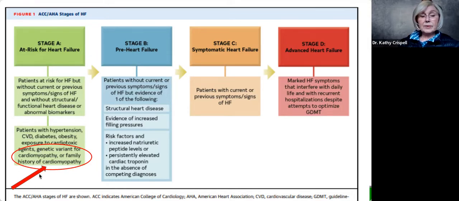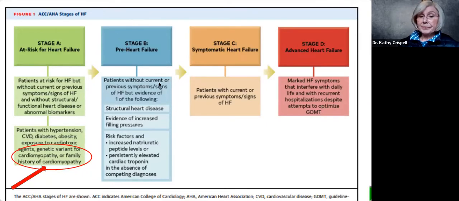I've circled here something that's, I think, very relevant to much of our audience: if you have a known genetic mutation for a dilated cardiomyopathy, that puts you at risk. You may not have dilated cardiomyopathy at the time your mutation was discovered, but the fact that you have the mutation puts you at risk. Or maybe you've never been genetically tested and you only have a positive family history of a cardiomyopathy, and that history alone puts you at risk. So those are the types of people that fall into stage A.